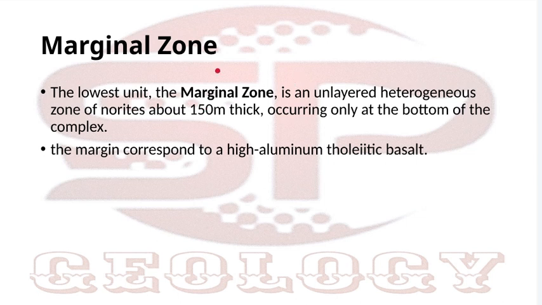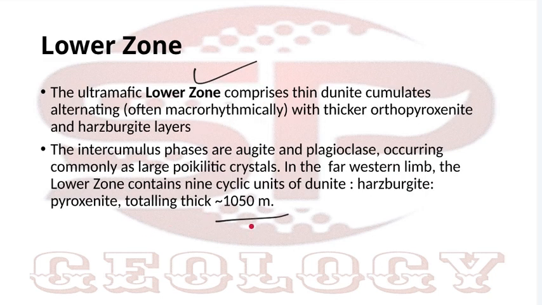The lowest unit is called the marginal zone, 150 meters thick, and it consists of high aluminum tholeiitic basalt. Then the lower zone is 1050 meters thick. It contains 9 cyclic units of dunite, harzburgite, pyroxenite. These are dunite, harzburgite, pyroxenite.